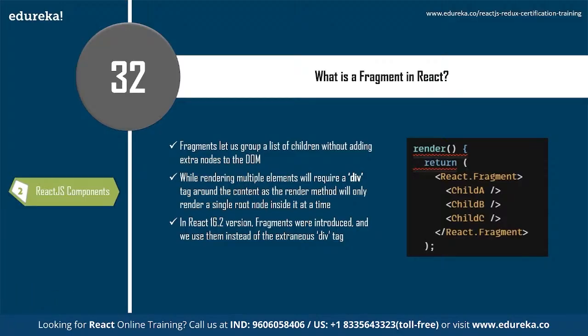So as you can see in the code snippet available on the screen, in place of using a div tag, we are just making use of React.Fragment. And inside this, you can see Child A, Child B, Child C. These are basically the elements.